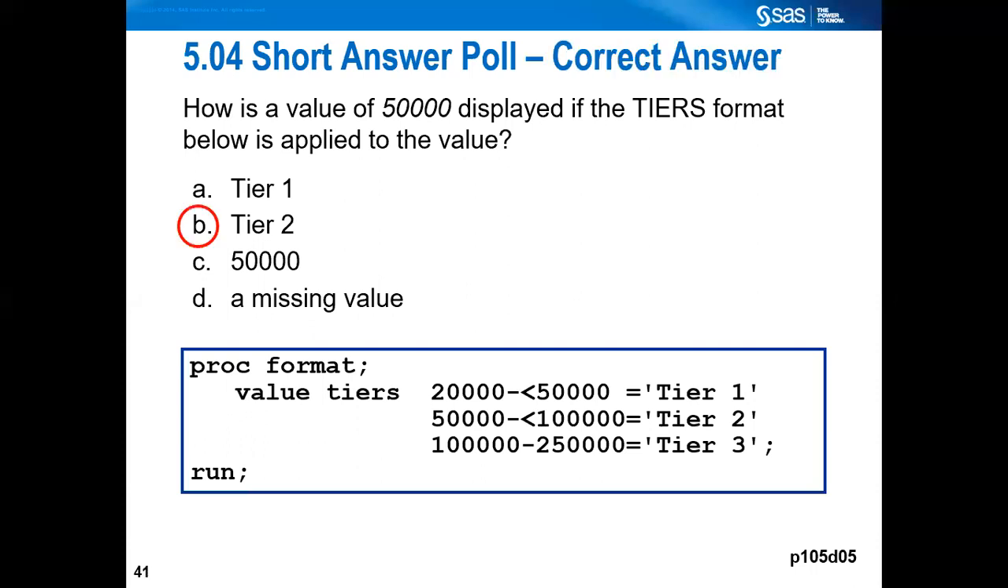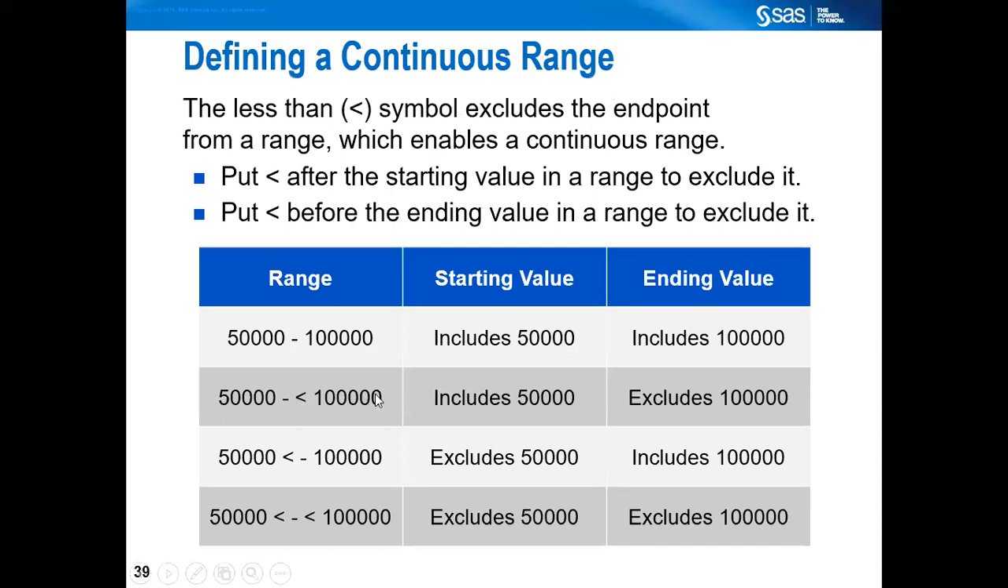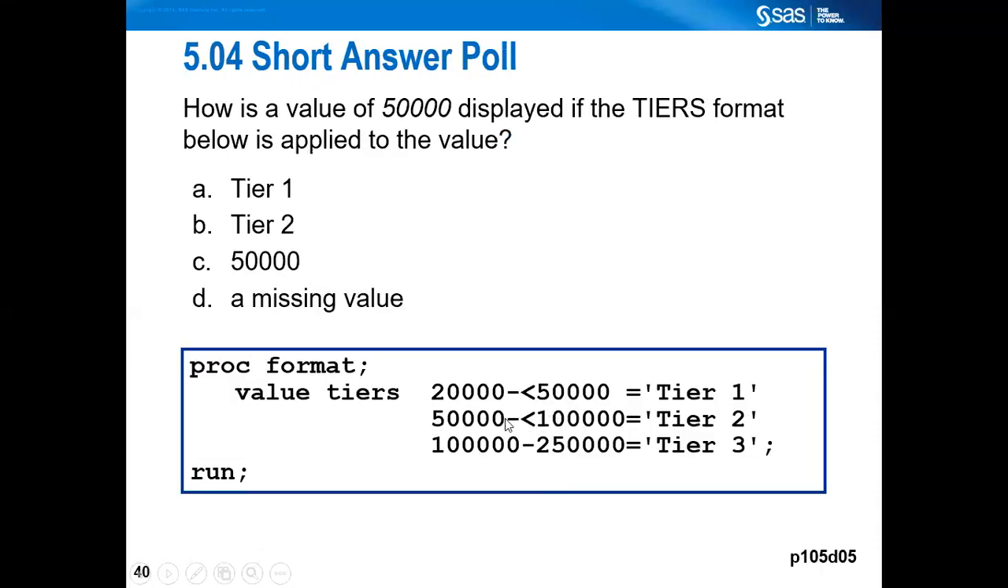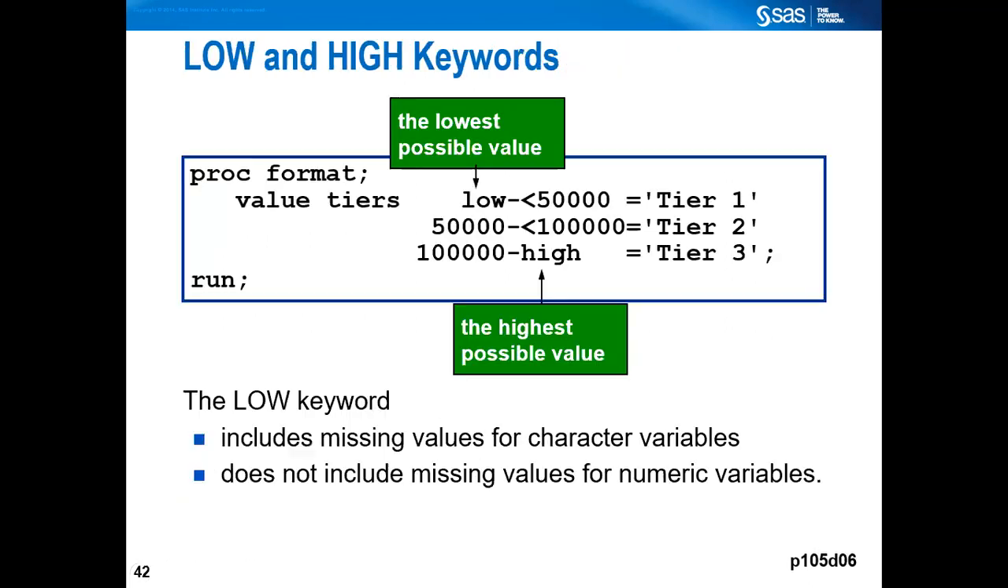Answer is tier 2. Why? Because we had seen that if you write hyphen behind this sign, it will include your lower value, correct? So this is what it was. If you say it includes your lower limit, not your upper limit. And if you give it like this, it includes your upper limit, but not the lower limit. So it falls under this category. All good? Tier 2. All right.